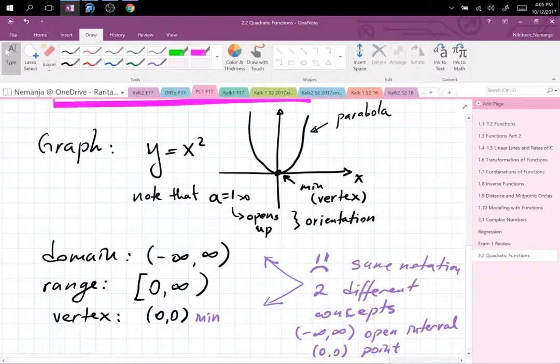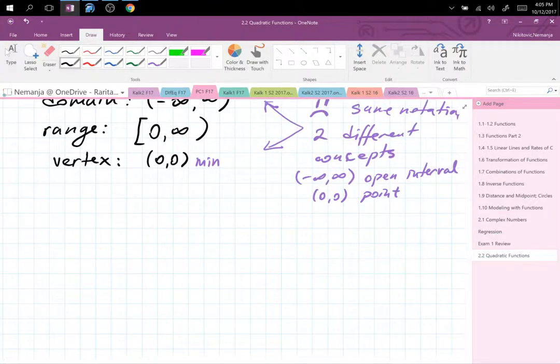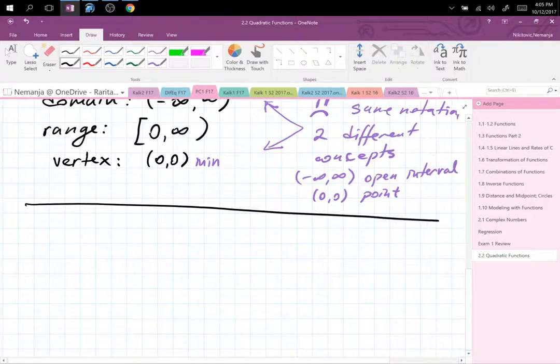Before I jump to that one, the next one that I want you to do the same analysis for is f of x equals negative x squared. Draw the graph, get the domain, range, vertex, get the whole thing.